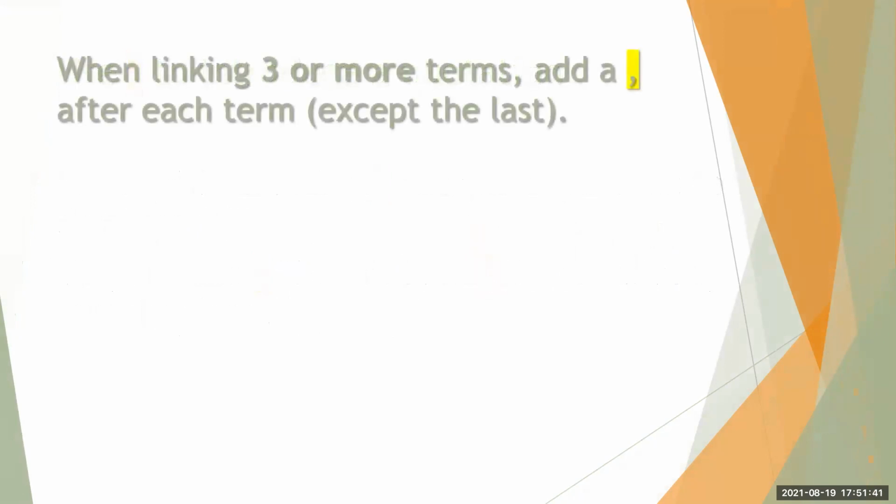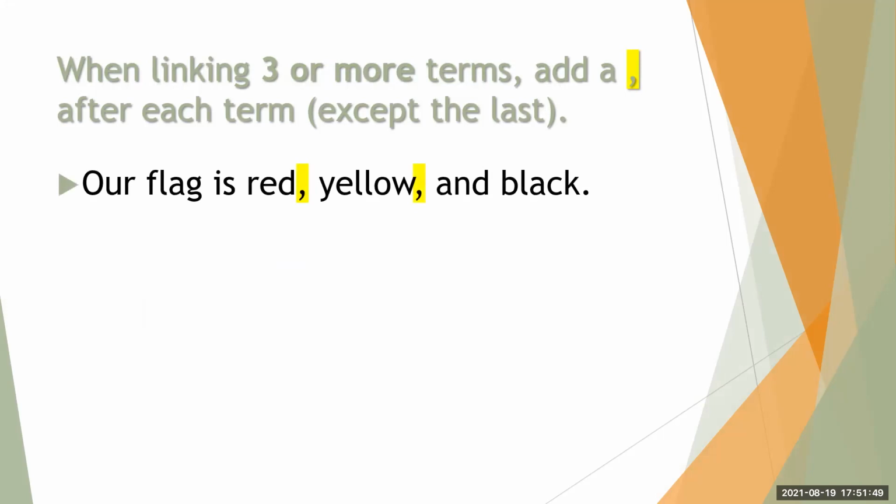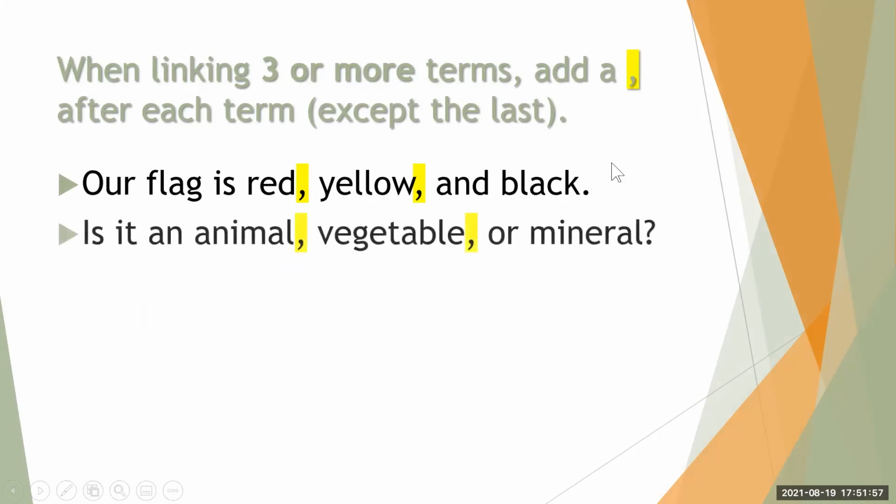When you're linking 3 or more terms, add a comma after each term except the last. Let me give you an example. Our flag is red, comma, yellow, comma, and black. See, you didn't put a comma after the black, right? Because the sentence is finished. Is it an animal, comma, vegetable, comma, or mineral? Question mark.